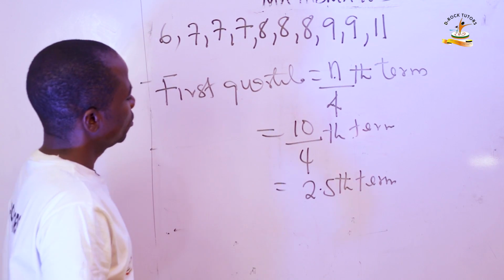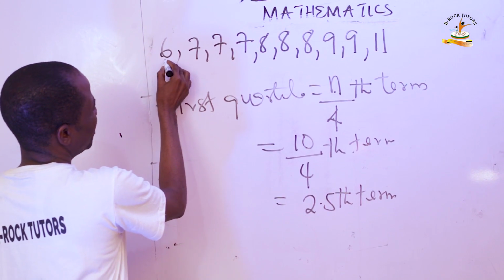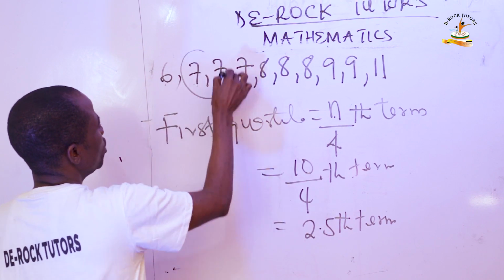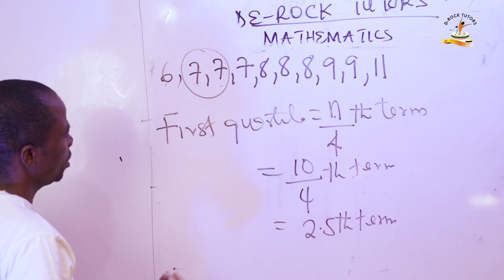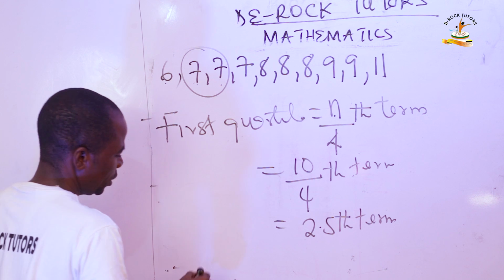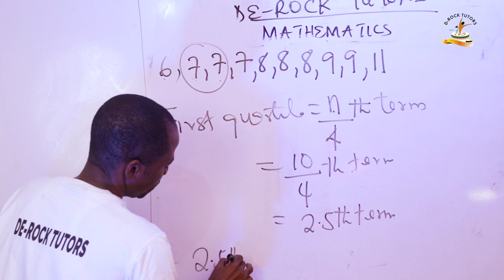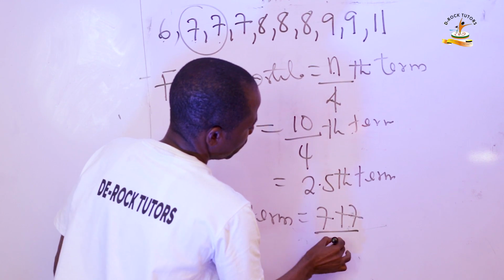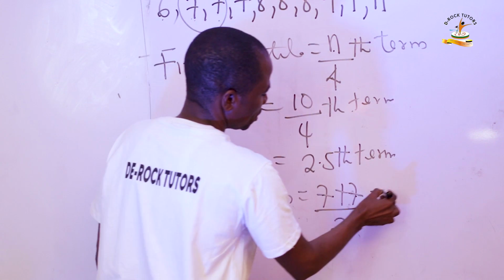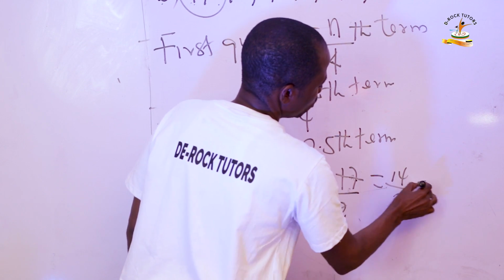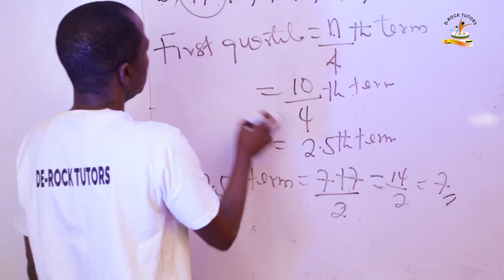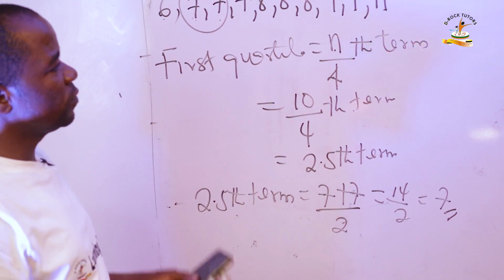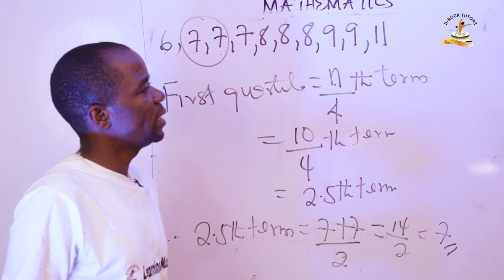And if you look at this is the first term, this is the second term. 2.5 is going to be in between. And because of that, we take the two of them, we add them together, and we divide by 2. So 2.5 term will be 7 plus 7 divided by 2. That will still give us 7 plus 7 is 14. 14 divided by 2 will give us 7. So the first quartile is 7. That is option B, 7.0.